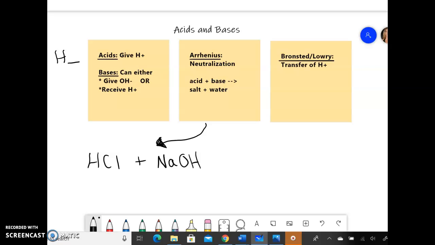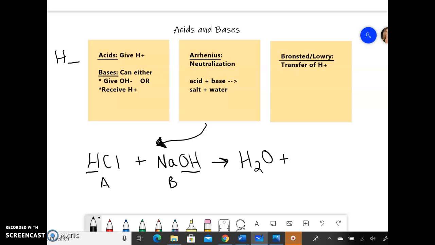The acid is the one that starts with the H, so this is the acid. The base is the one that ends with OH, so this is the base. When we mix these two together, it's actually just a double replacement reaction, but it's a specific kind of double replacement reaction because it is an acid-base reaction as well. So the H and the OH are going to come together to make water. You can either write it as HOH or H2O.